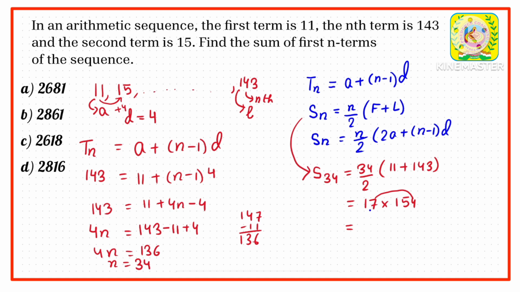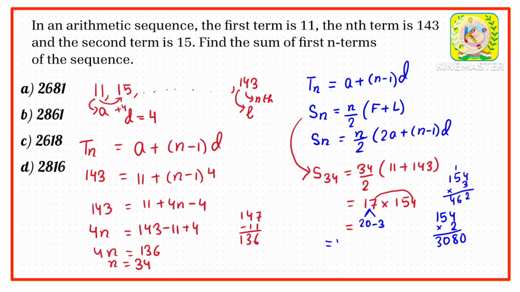Or if you want to calculate, you just do one thing. This 17, let it be 20 minus 3. So 154, if you multiply by 20, first do it by 2, then we are getting 308. As we have 20, we will get a 0. Now if you calculate 154 into 3, 4 3s are 12, and 15 3s are 45 plus 1, you are getting 46.